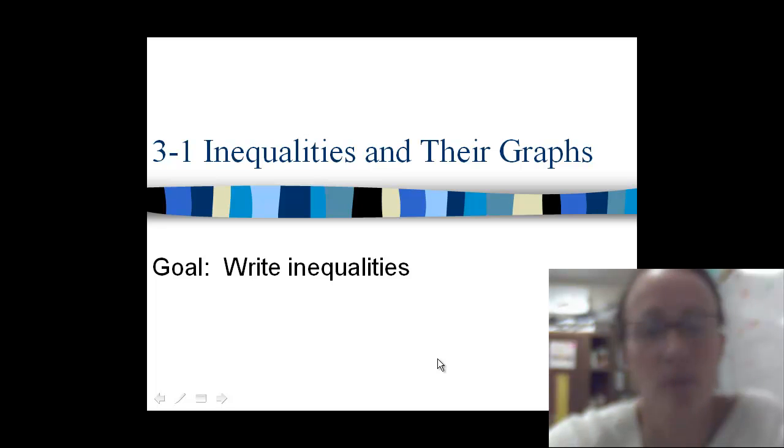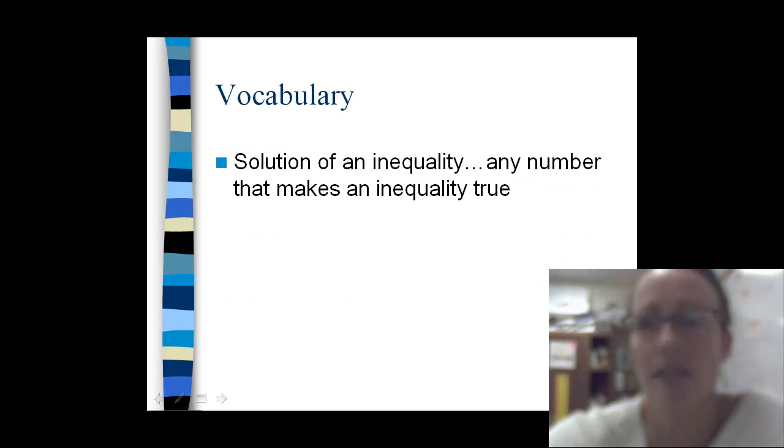Today on writing inequalities. An inequality is a sentence in math that compares two expressions using either the greater than symbol, less than symbol, greater than or equal to, or less than or equal to symbols. So just like in English, a sentence has a subject and a verb, and the symbol that we put in is the verb. It's saying it is less than or it is greater than something.